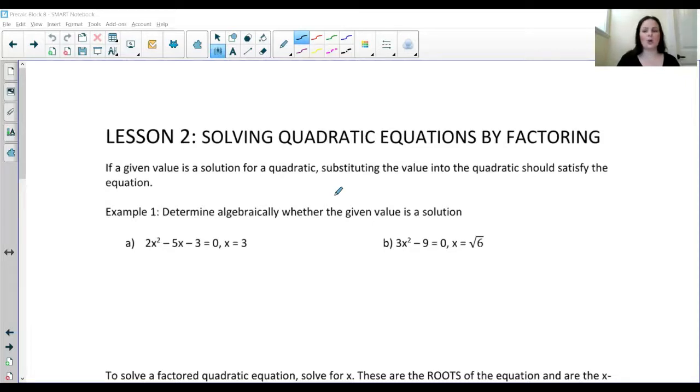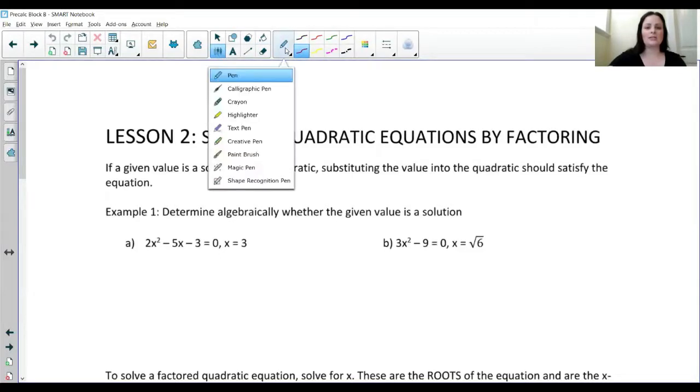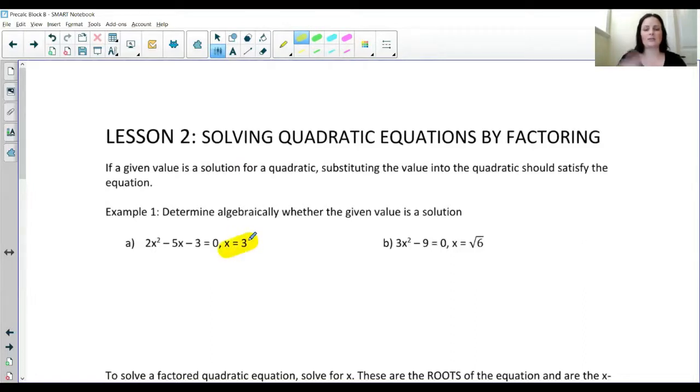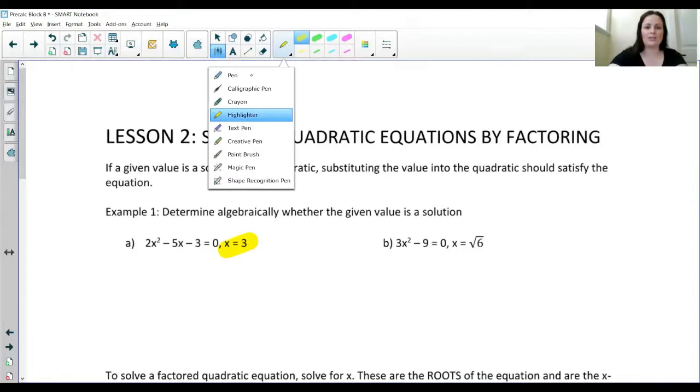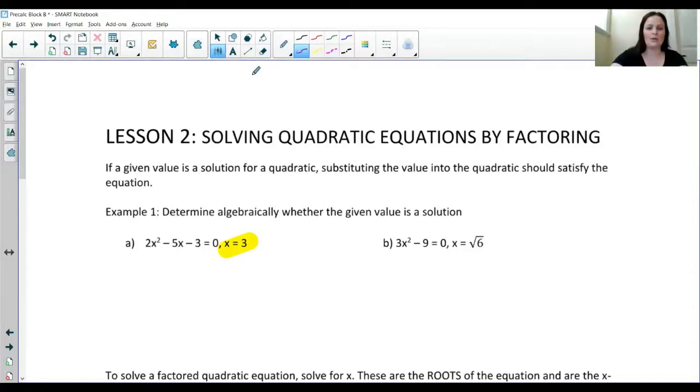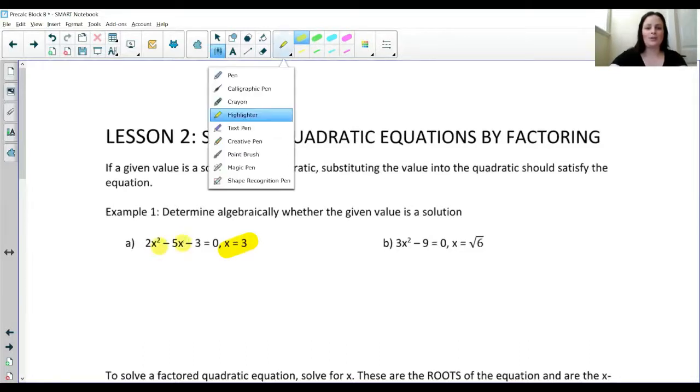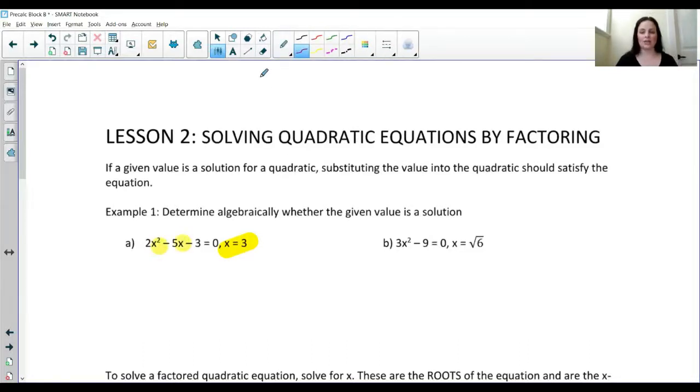So for this first one, we're not solving it. It's saying the solution here is x equals 3. Is it a solution? In order for it to be a solution, we should be able to substitute it in. So everywhere we see x, we substitute in a 3, and our left side should equal our right side. So we're going to put a 3 in everywhere we see an x.